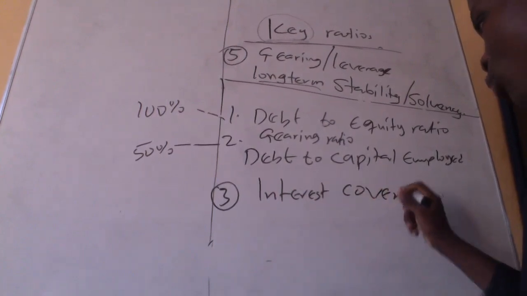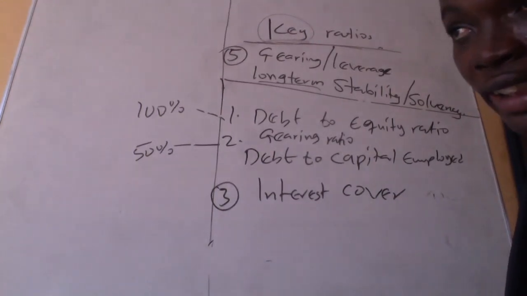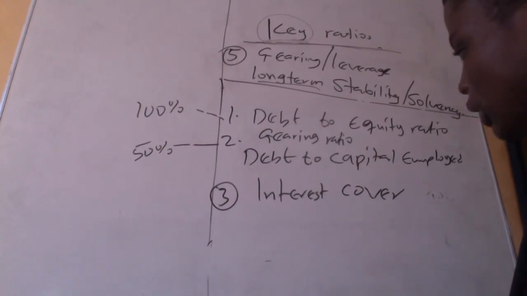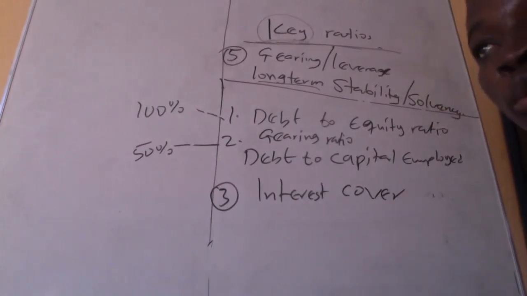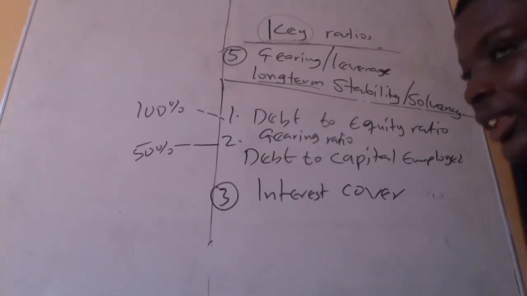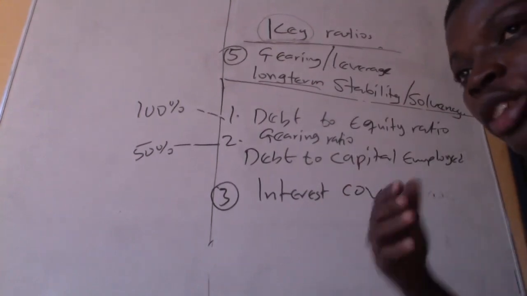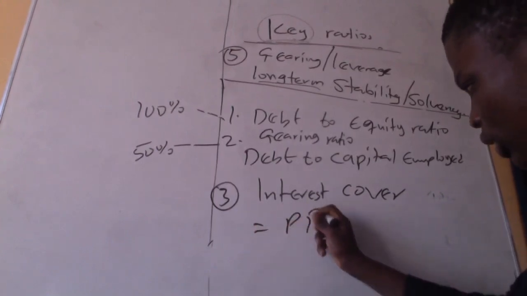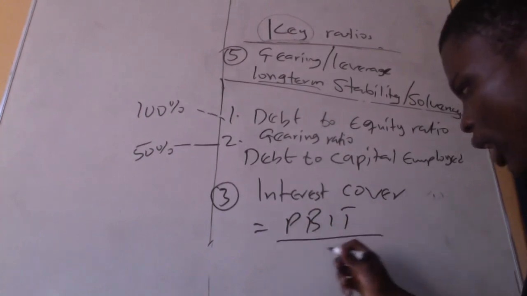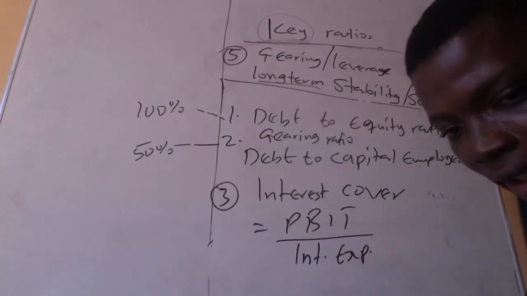Interest cover. This is the second time we are seeing cover. The first one was the dividend cover. If you don't have earnings cover, okay. So interest cover measures your ability to generate enough profit to cover your interest, that's the finance cost. You pick the profit available to pay the interest and divide it by the interest itself. So it is profit before interest and tax, all divided by the interest expense, that's the finance cost. The answer is in times.